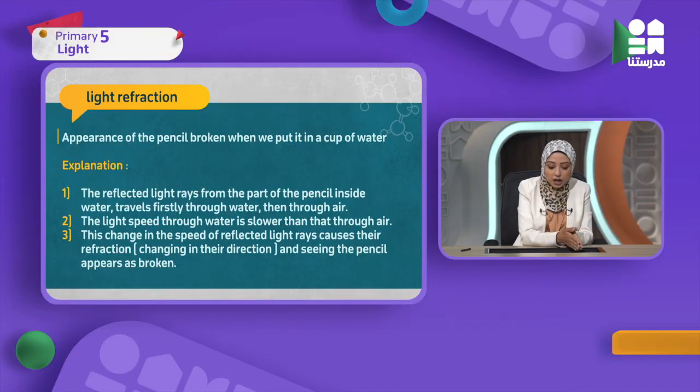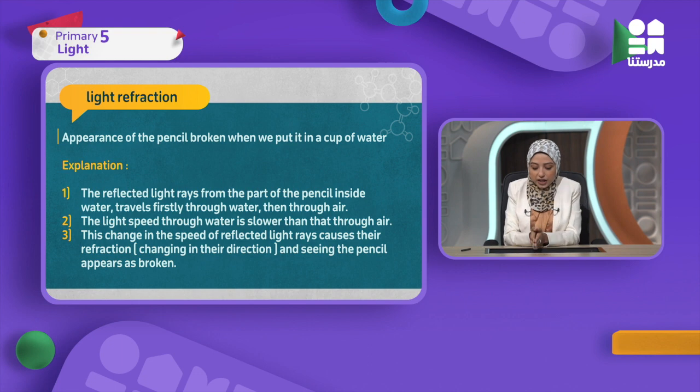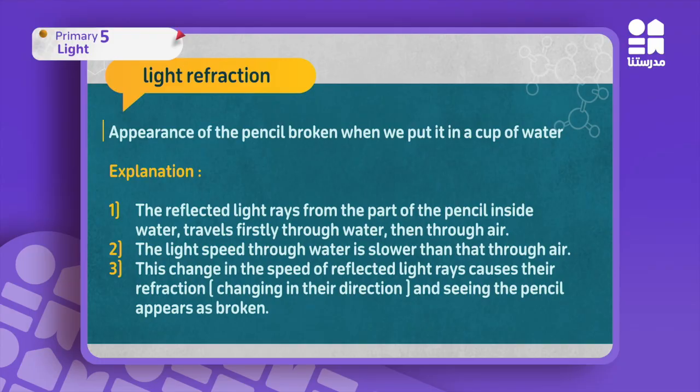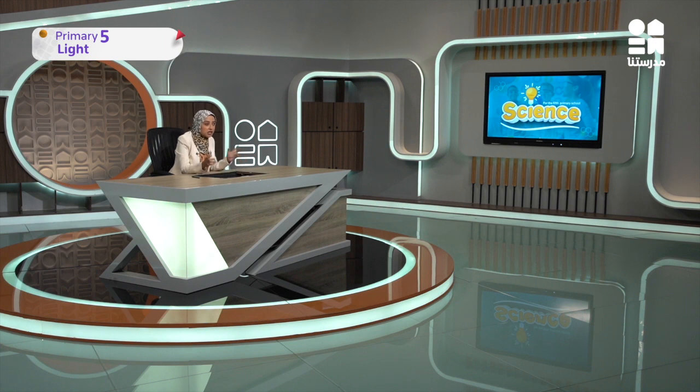Okay, so the light speed through water is slower than that through air. سرعة الضوء، سرعة اللايت أبطأ في الووتر than the air. طب هل إن السرعة تكون مختلفة هيؤدي لحاجة؟ هيعمل حاجة؟ Actually yes. This change in the speed of reflected light rays causes their refraction. بيؤدي للريفراكشن. التغير في السرعة ده هو اللي بيؤدي للريفراكشن.